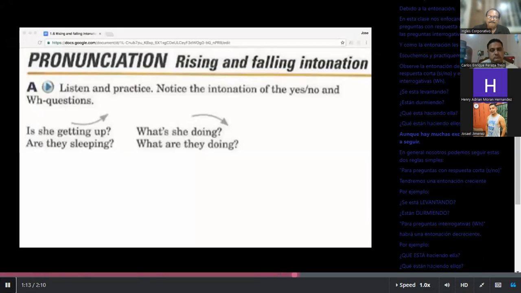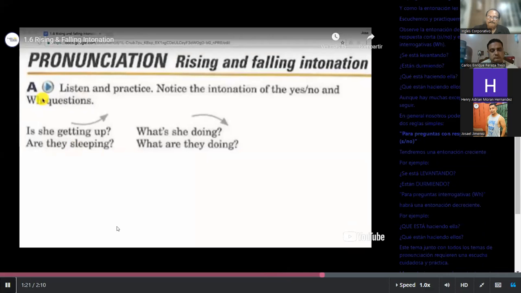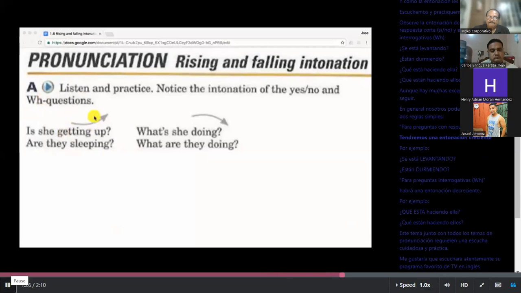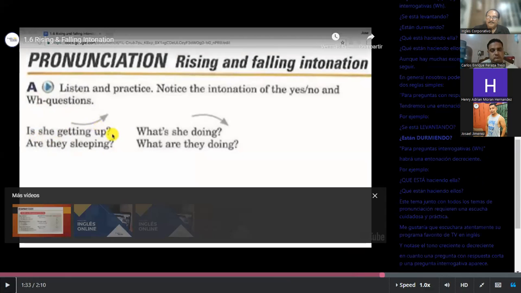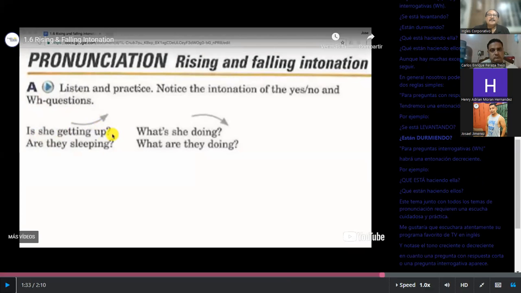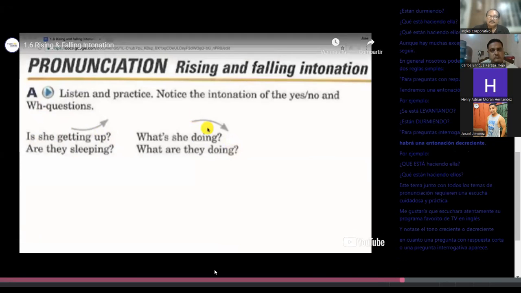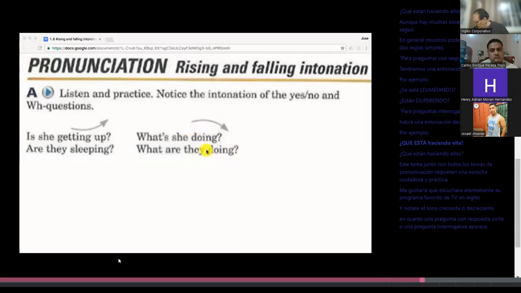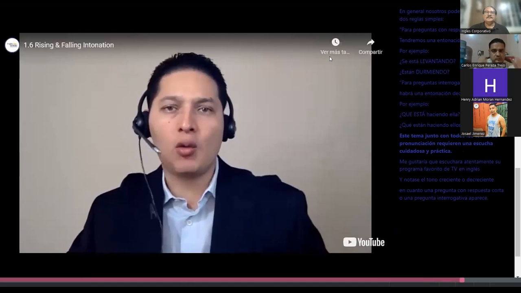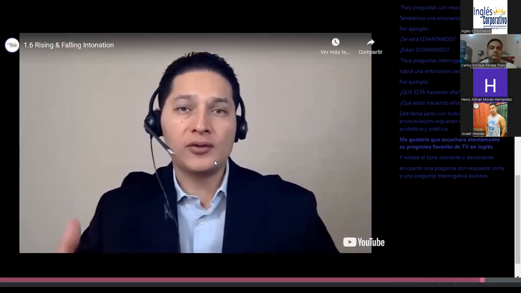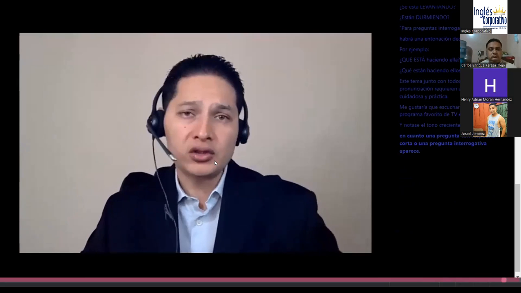Well, there are many exceptions and rules to follow. In general, we can follow these two simple rules. For yes and no questions, there will be a rising intonation. For example, is she getting up? Are they sleeping? For WH questions, there will be a falling intonation. For example, what's she doing? What are they doing? This topic, along with all the other pronunciation topics, require careful listening and to practice. I would like for you to listen carefully to your favorite English TV program and notice the rising and falling intonation of yes or no questions and WH questions.